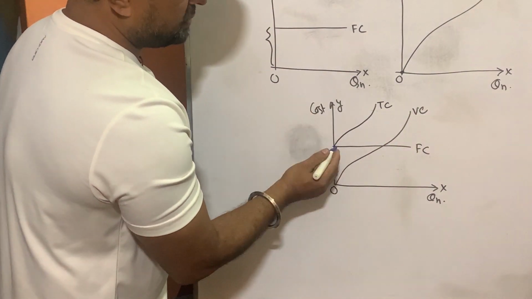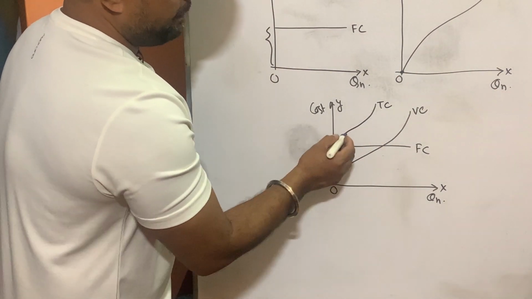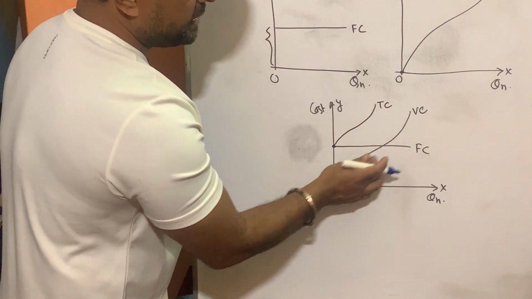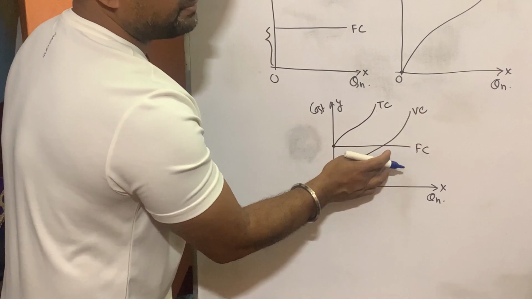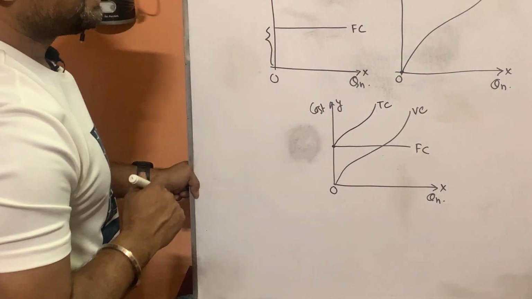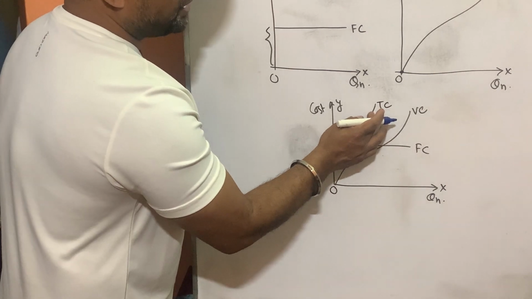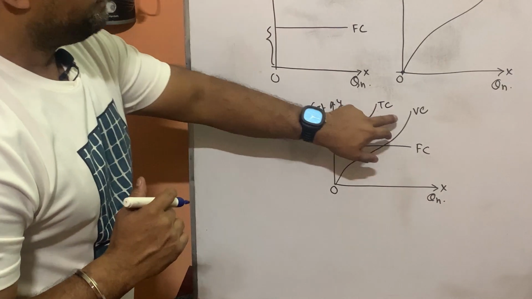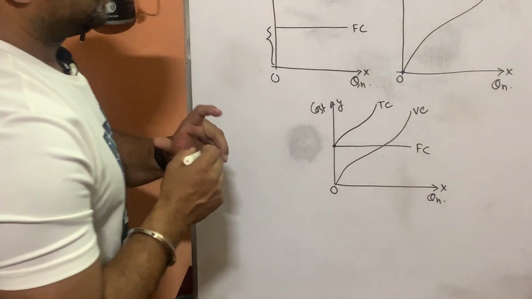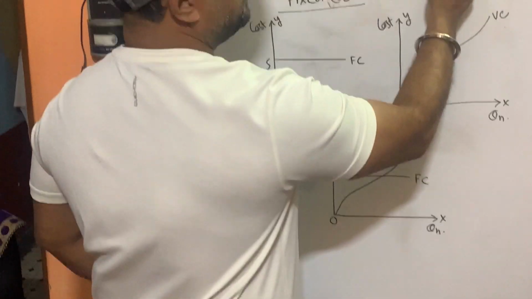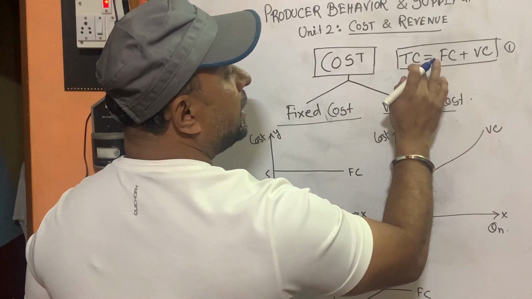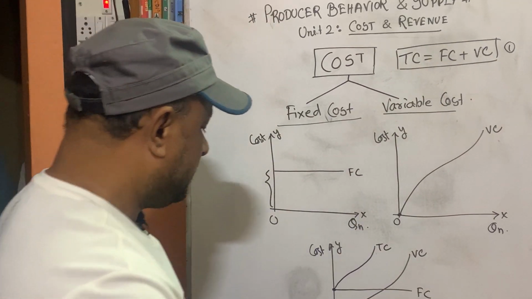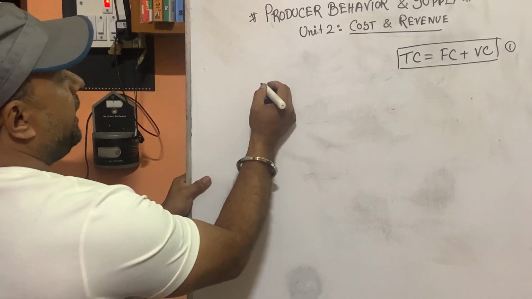So the total cost curve starts from the fixed cost curve point, but it remains parallel to the variable cost curve, because total cost increases with the increase in variable cost. Total cost is not affected by fixed cost, because fixed cost always remains fixed. For that reason, the gap between the total cost and variable cost curves always remains the same. So this is our total cost, variable cost and fixed cost. We have one formula, the first formula of this unit: total cost is the sum of fixed cost and variable cost. Now come to the different points. Now average cost.